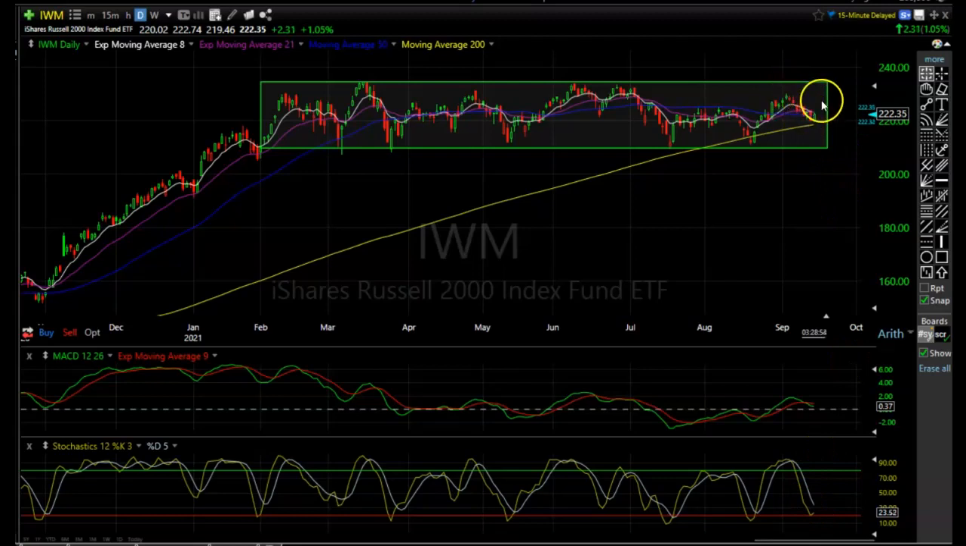If the IWM can get turned around, I think there's a pretty strong possibility it's going to be testing the upper range of this consolidation. And if the IWM, fingers crossed, can break above that and hold, that is going to be a great sign, in my opinion, for the market. So I am hoping, wishing, praying for that every time I look at the IWM.